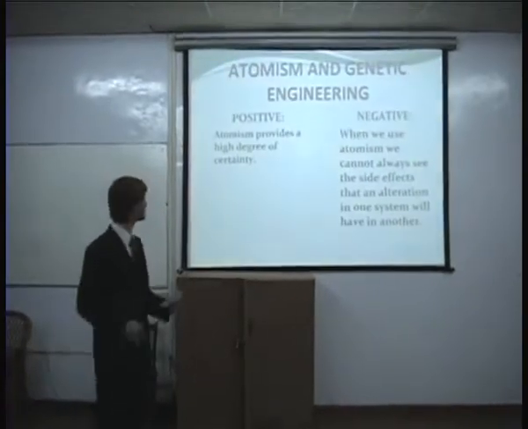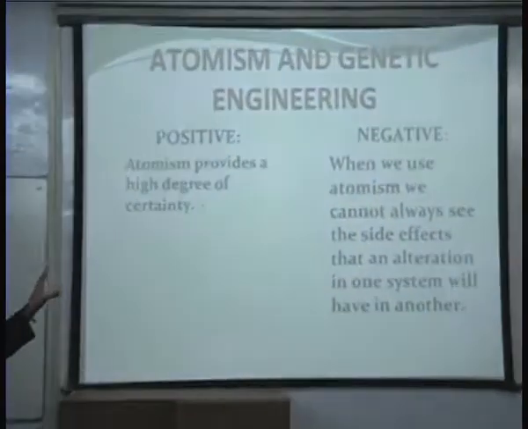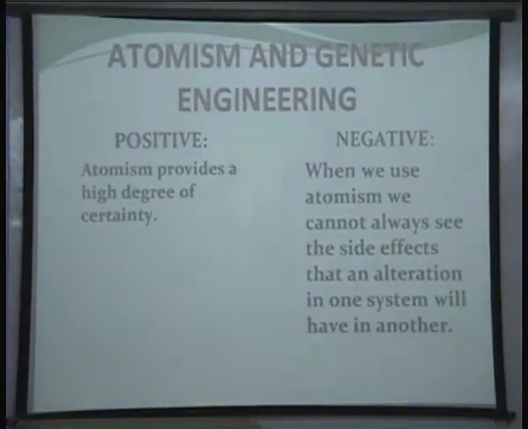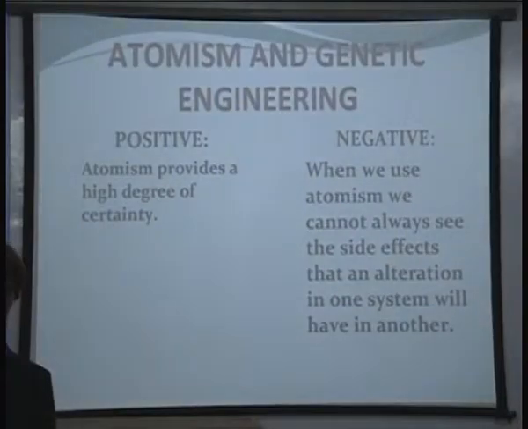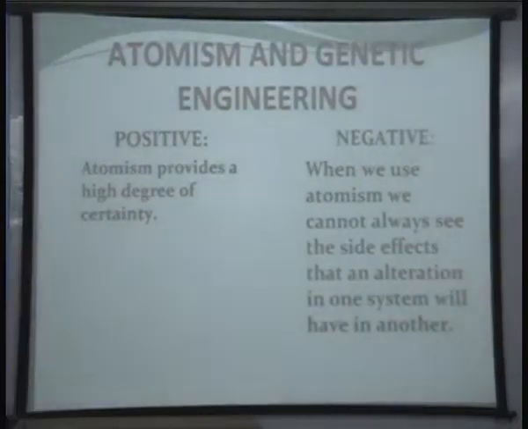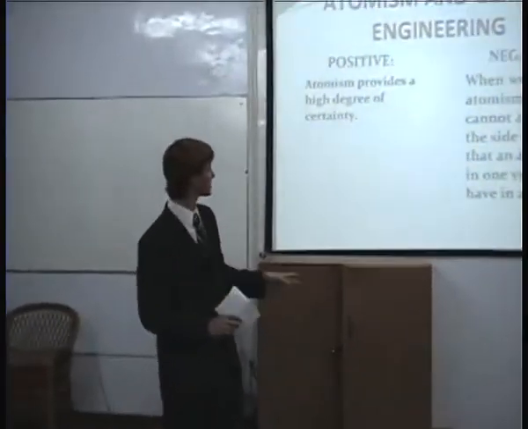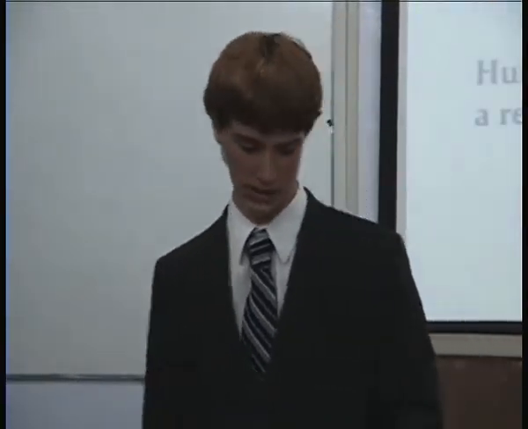Now, specifically in genetic engineering, atomism is positive because it gives us a high degree of certainty. We can look specifically at a certain thing and know that by altering it, this is what's going to happen. However, for the negative, when we use atomism, we can't always see the side effects upon other systems. We can see the side effects within a system, but we can't see the ones upon other systems.